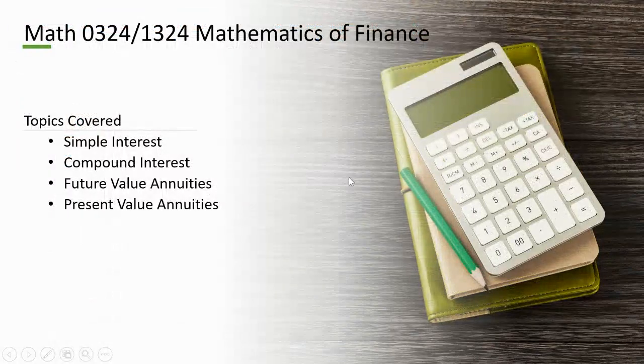So here we go. This section covers again mathematics finance, and it's intended for students enrolled in 0324 and 1324. So the first topic that I'm going to cover is called simple interest, and the second will be compound interest, future value annuities, and present value annuities. The simple interest, I believe, is section 5.1, compound interest 5.2, future value annuities 5.3, and present value annuities 5.4.